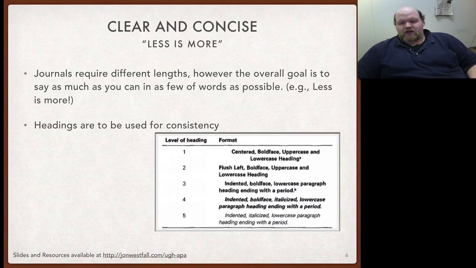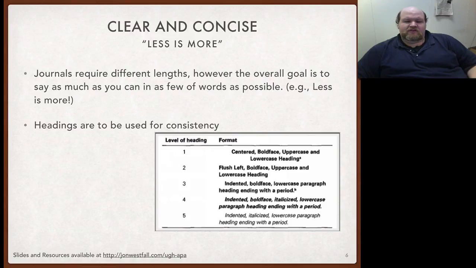Now, returning to some of those core tenets of APA style, like I said, clear and concise. The idea that less is more is never more true than in scientific writing. Journals will require different lengths. They'll say that they have different forms. So some journals have what's called a short form article that should be less than a certain number of words. Other journals have an upper cap. But in general, you want to say things as clearly and concisely as possible.